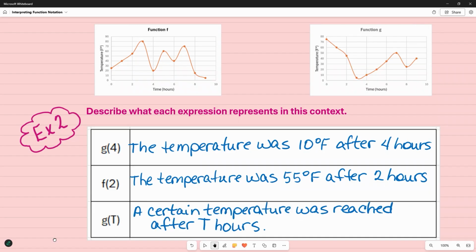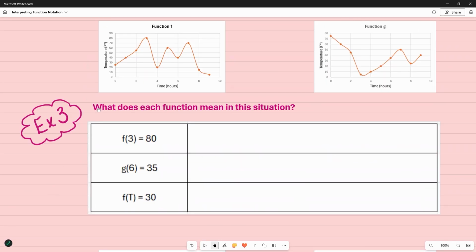For example 3, what does each function mean in this situation? Using the same two graphs, f of 3 is equal to 80. What does that mean? Well, if I go to my input 3 and then I go up, it's telling me that after 3 hours, the temperature is 80 degrees. Or I can say the temperature is 80 degrees after 3 hours. For the next one, it's asking me to go to the G graph. 6 is my input, 35 is my output. So I go to 6, which is my input on the x-axis. My output is y, which is 35 degrees.